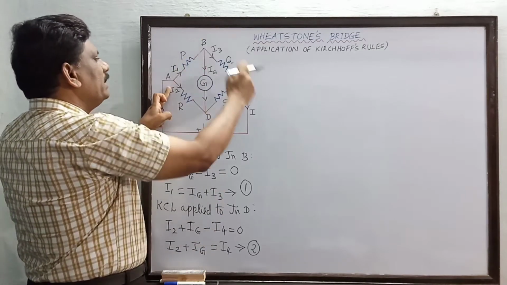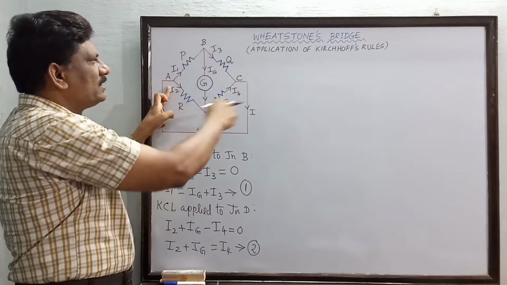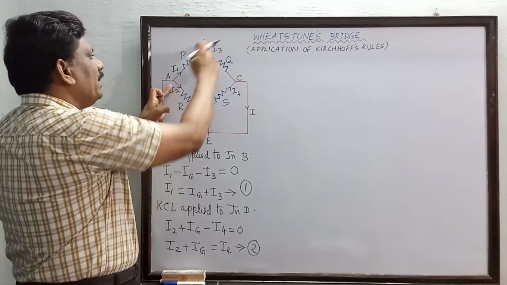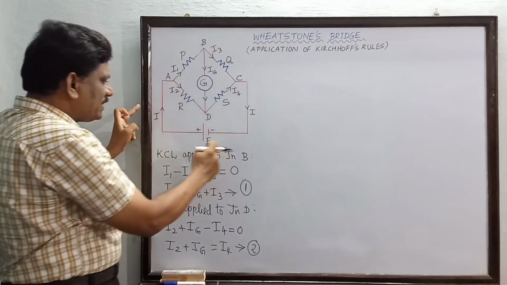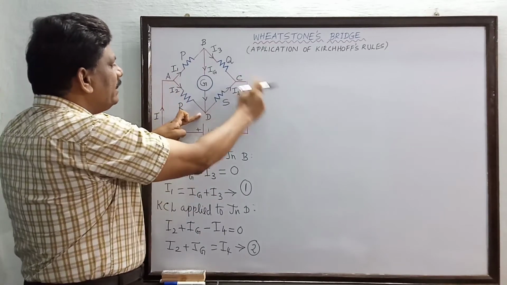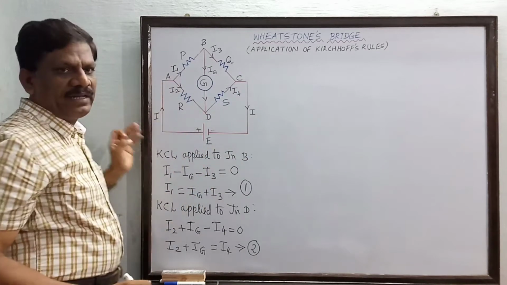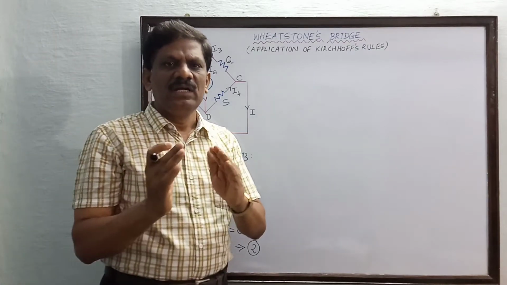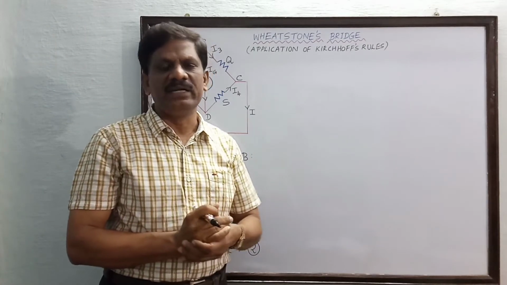Then A, B, C, D, A. This is a square loop. Then A, B, C, then through the cell E up to A. Then A, D, C, E, A. Like that, there are so many closed loops or branches in this entire network.